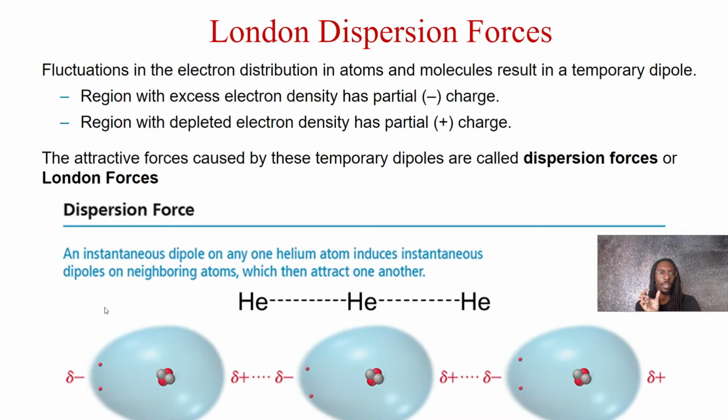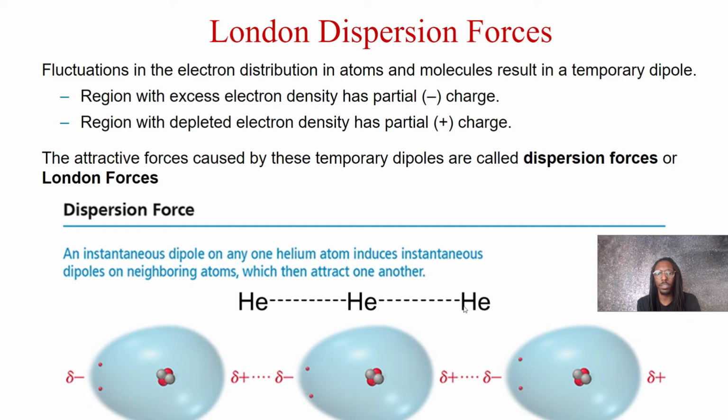This dipole moment is going to have some interaction with the other helium atoms, and this is going to lead to attraction. That attraction is where we see these intermolecular forces start to form. So we're talking about London forces. For instance, let's say we've got these three helium atoms.